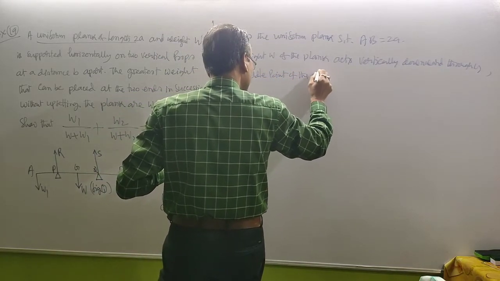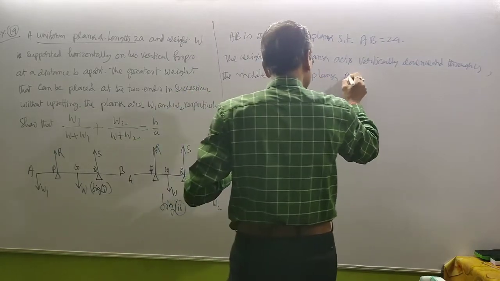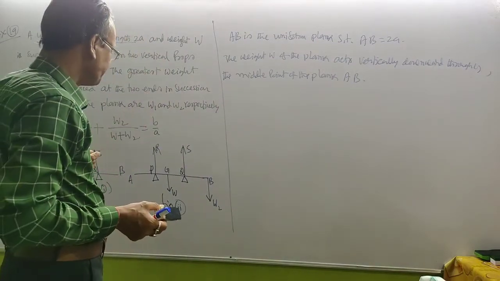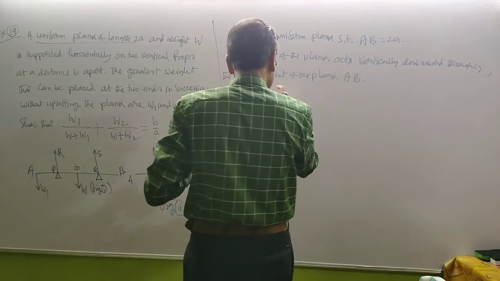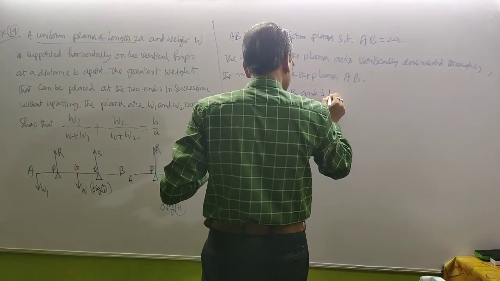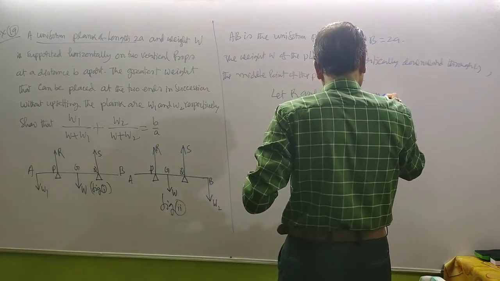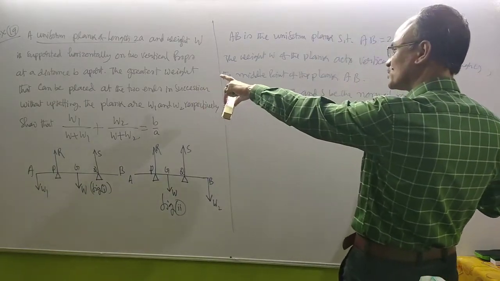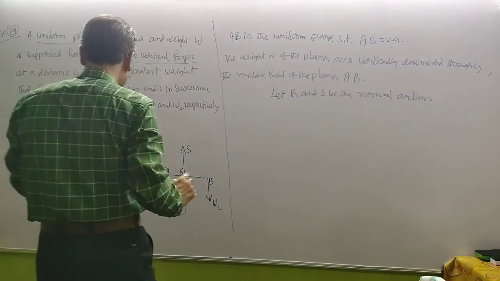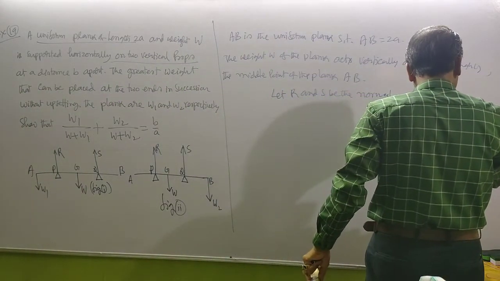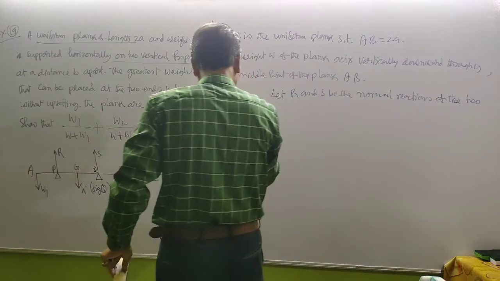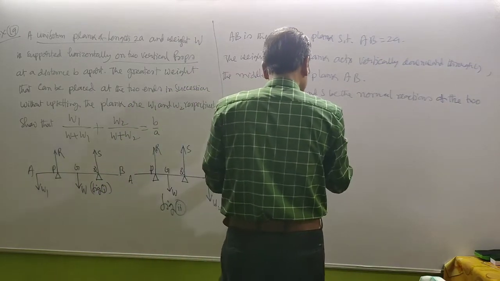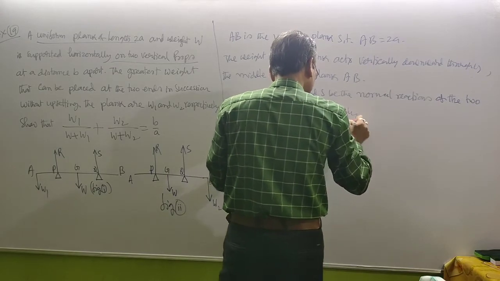The middle point of the plank, right? Now, let R and S be the normal reactions of the two vertical props at P and Q respectively.